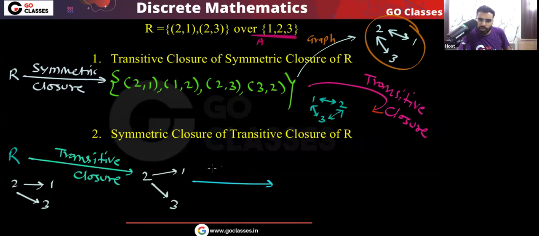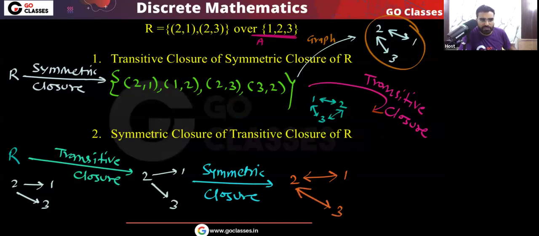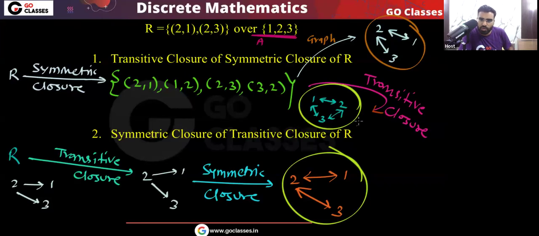Now on top of that, you will find the symmetric closure. The symmetric closure will be like this: 2 to 1, 1 to 2, 2 to 3, 3 to 2. Did you see any difference between this result and this result? Yes, they are different.